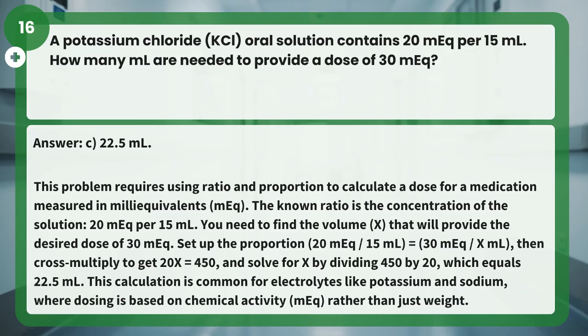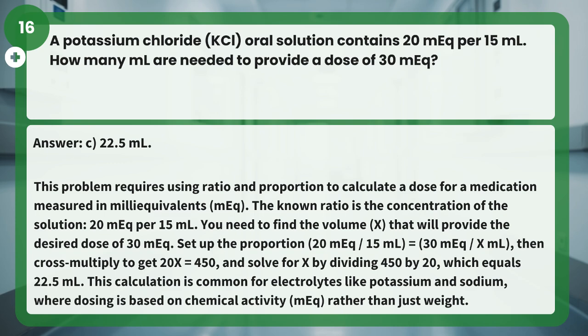22.5 milliliters. This problem requires using ratio and proportion to calculate a dose for a medication measured in milliequivalents. The known ratio is the concentration of the solution, 20 milliequivalents per 15 milliliters. You need to find the volume, X, that will provide the desired dose of 30 milliequivalents. Set up the proportion, 20 milliequivalents / 15 milliliters equals 30 milliequivalents / X mL, then cross-multiply to get 20x equals 450, and solve for x by dividing 450 by 20, which equals 22.5 milliliters.